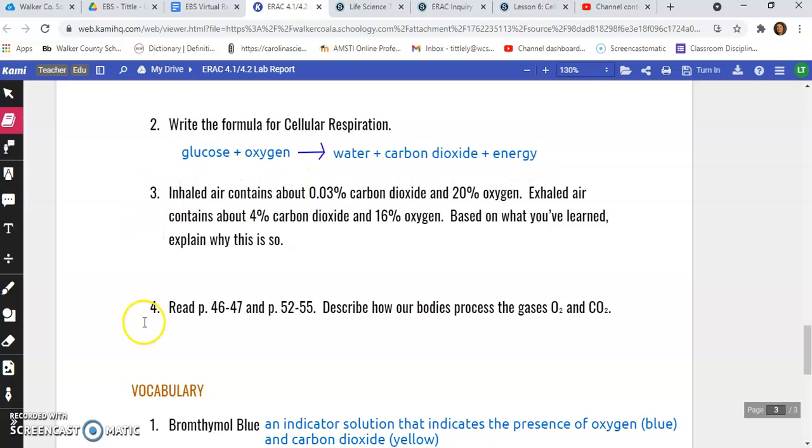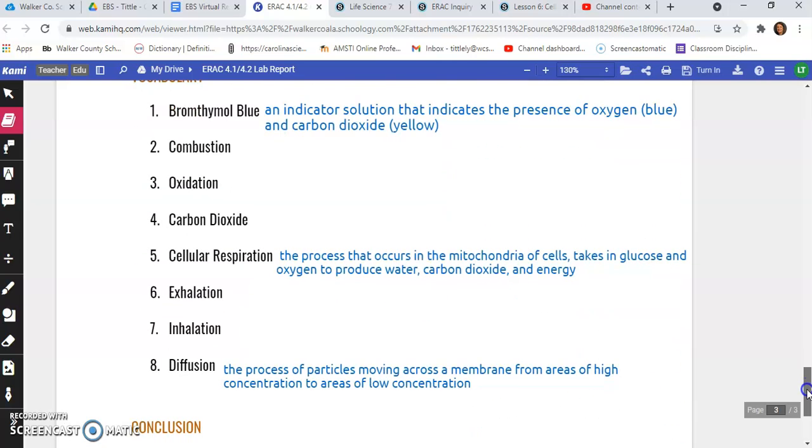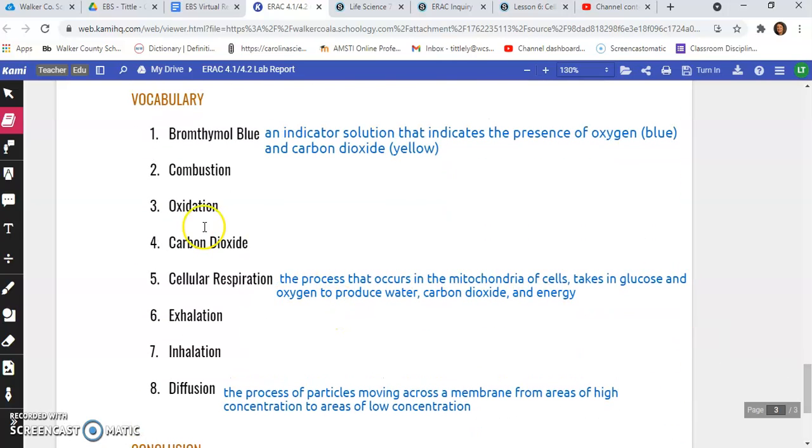Okay, and then questions 3 and 4 are some things for you to think about. And number 4, you do have some pages to read to help you to better understand how our bodies process O2 and CO2. And then on the vocabulary section of your lab, most of the words can be found in this dictionary. The ones that cannot be found in the dictionary, you can pause the video and get them from here.